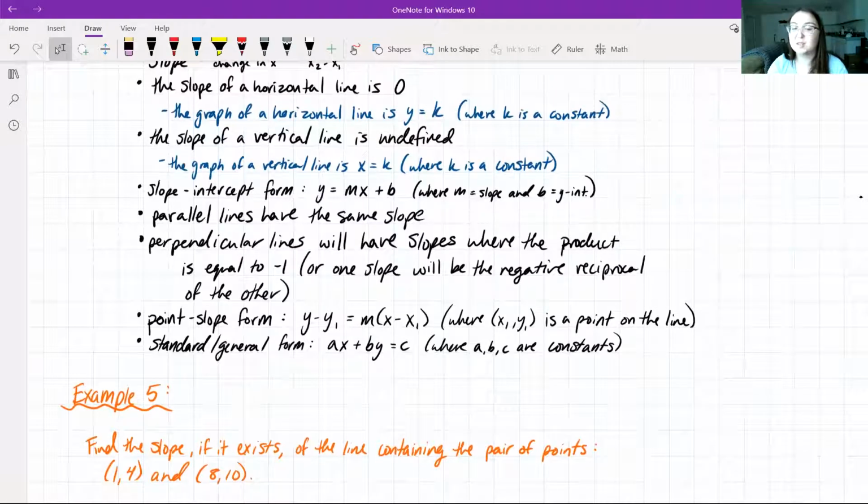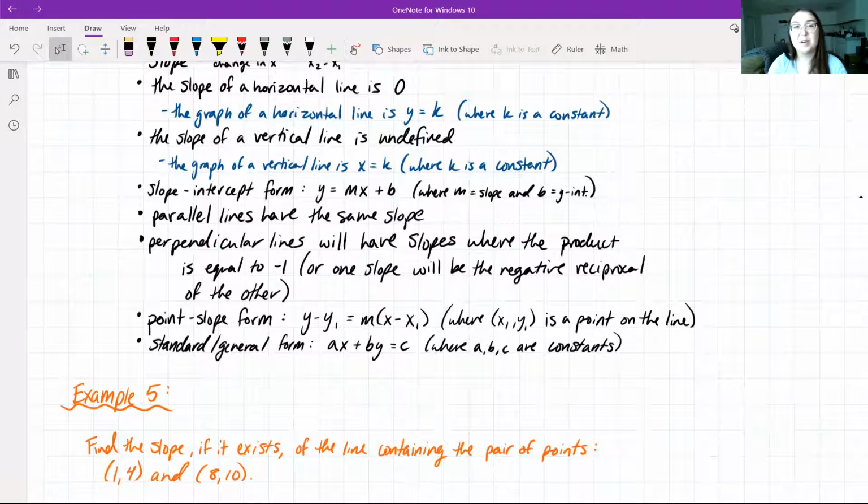Then also getting into parallel and perpendicular lines. Parallel lines will always have the same slope, while perpendicular lines will have slopes where the product of both of them is equal to -1. So that means that if you have two equations, two slopes, if you multiply the slopes together, they'll equal -1. This is also called having a negative reciprocal. So one of the slopes will have the negative reciprocal of the other.